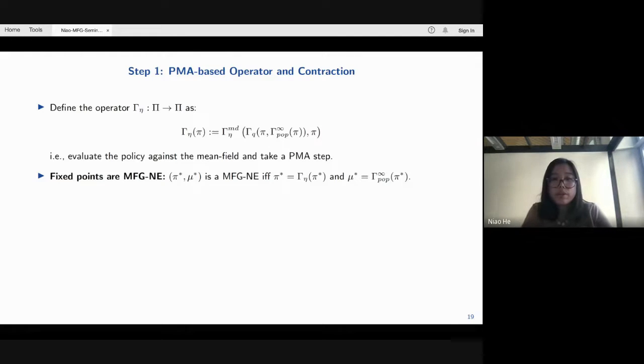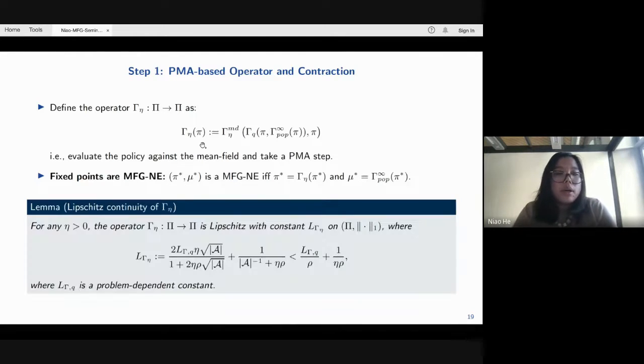It's easy to show that the Nash equilibrium of your mean field game is indeed a fixed point of this operator. What else we can show is that this operator Γ_η is Lipschitz continuous under the assumptions we made earlier. Particularly, the Lipschitz constant depends on the regularization parameter ρ, on some of the Lipschitz constants of the problem itself, and also on the step size η you choose. If you choose the regularization ρ large enough and η large enough, you can guarantee that this Lipschitz constant is less than or equal to 1, and this implies that this operator is indeed a contraction.